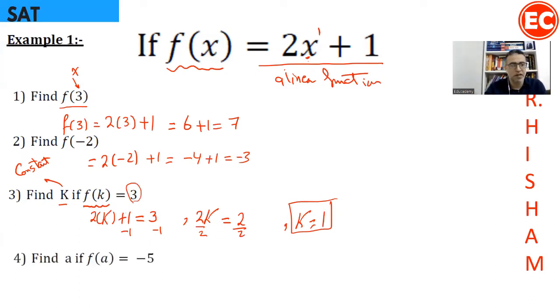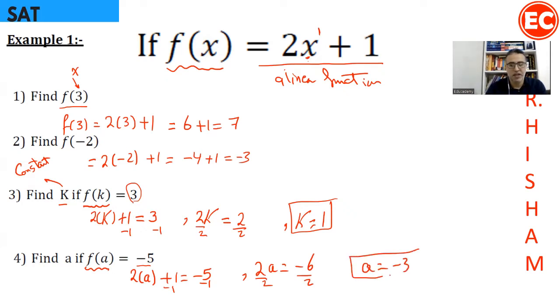Another example to clarify it for you: if f of a, where a is a constant, is equal to negative 5, find the value of a. So I'm going to replace x with a, so 2 multiplied by a plus 1 is equal to negative 5. Subtract 1 from both sides, so 2a is equal to negative 6. Then divide both sides by 2, so a is equal to negative 3. So again, there is a big difference between f of a number, like for example f of 2, and f of x equal to 2. The first one, I am replacing x with 2, but the second one, I make the equation equal to 2.